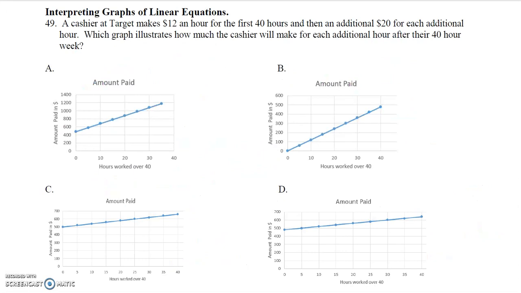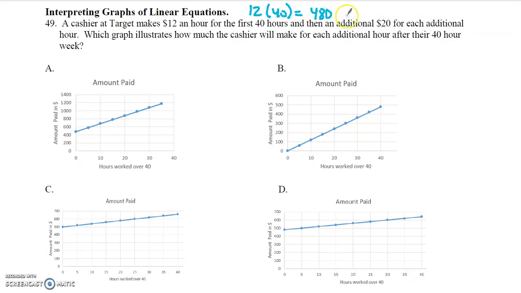Okay, number 49, we're just interpreting some graphs. Number 49 says a cashier at Target makes $12 an hour for the first 40 hours and then an additional $20 for each additional hour. Which graph illustrates how much the cashier will make for each additional hour after their 40-hour week? If they earn $12 an hour for 40 hours, we need to figure out that amount first of all. So that is $480.